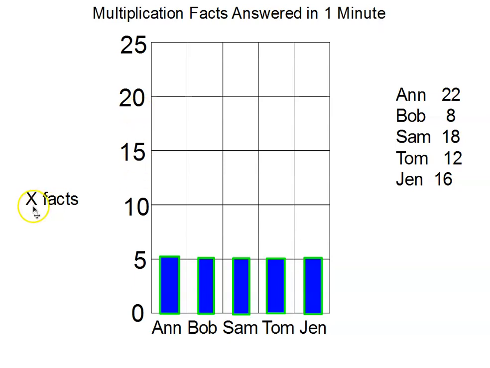which is kind of interesting because this time it's x-facts, which really means multiplication facts. So we went from 0, 5, 10, 15, 20, 25. Notice I'm going on the lines. At the bottom, we have the people who were taking the test. And then over here is our data. Notice my largest number was 22.